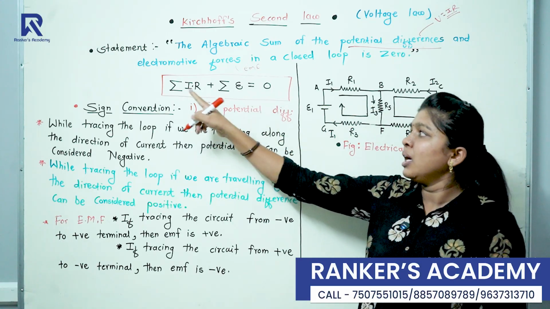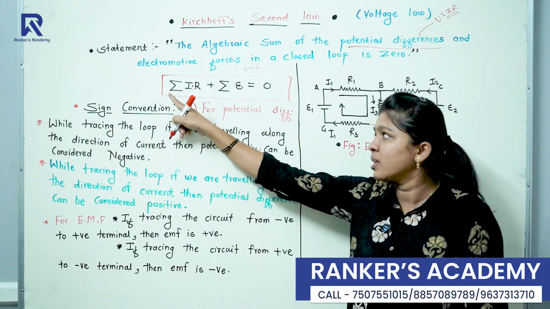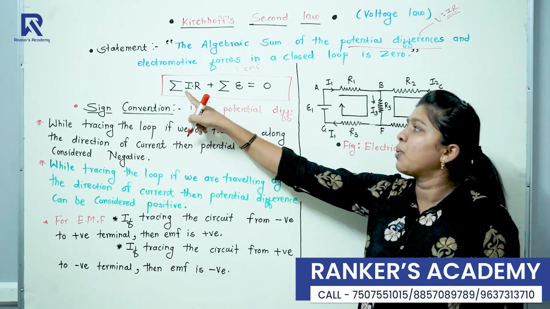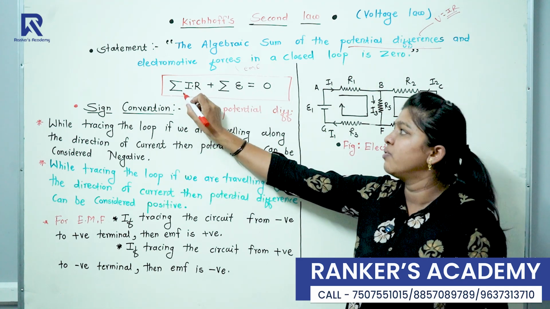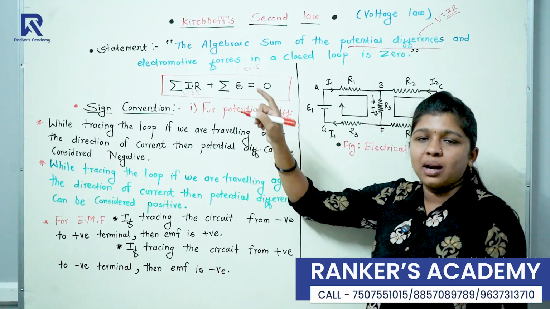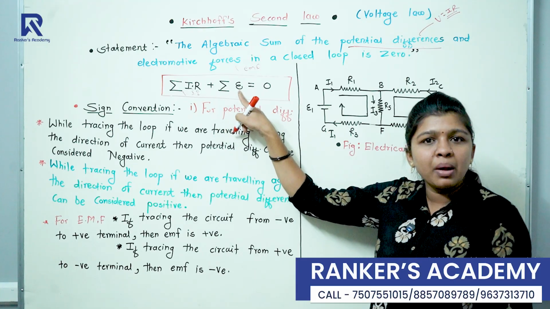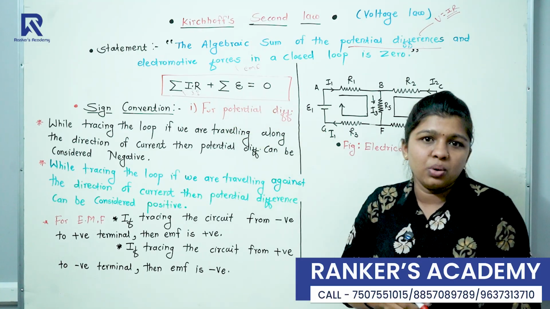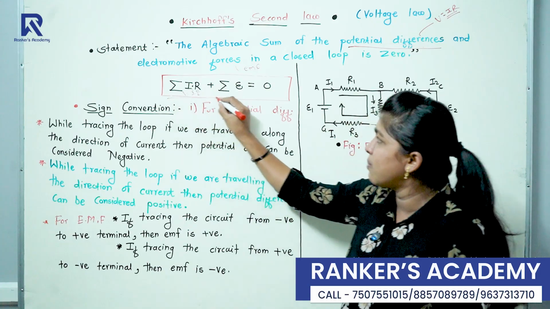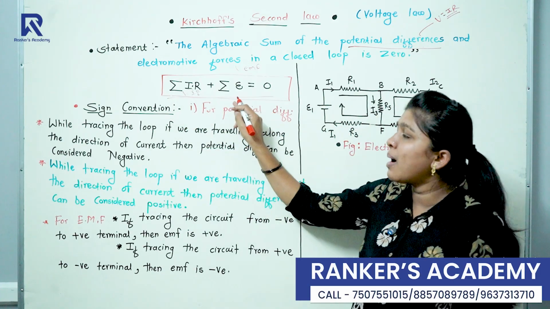So mathematically, the algebraic sum of potential difference, which is the product of current and resistance, V is equal to I into R, plus the algebraic sum of EMF, E, is equal to 0. Now we have to prove this mathematically. How to prove this mathematically?